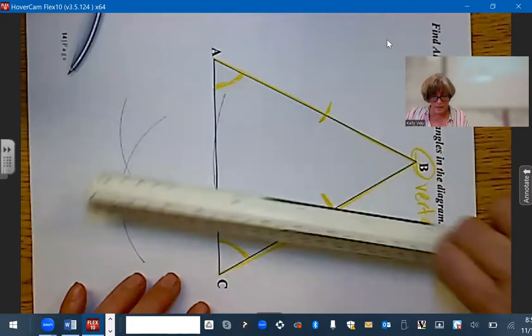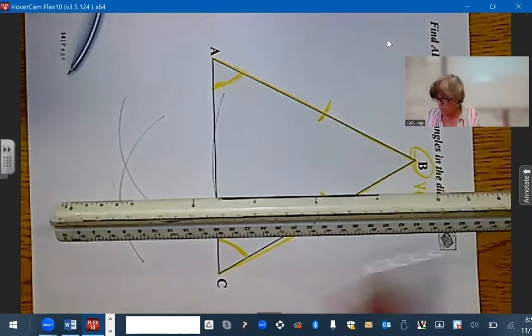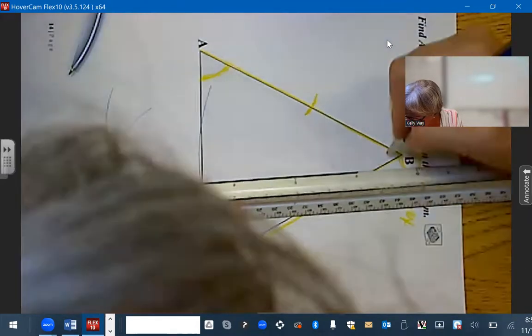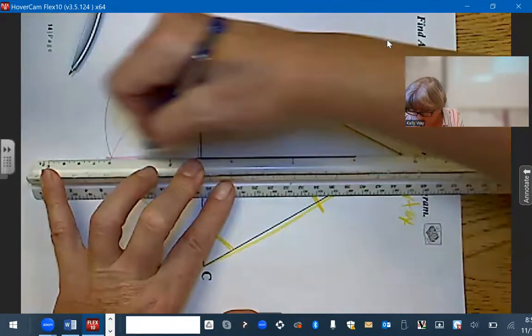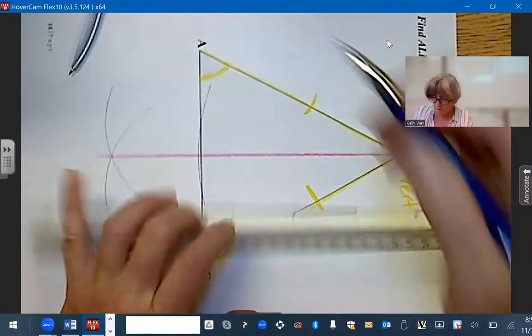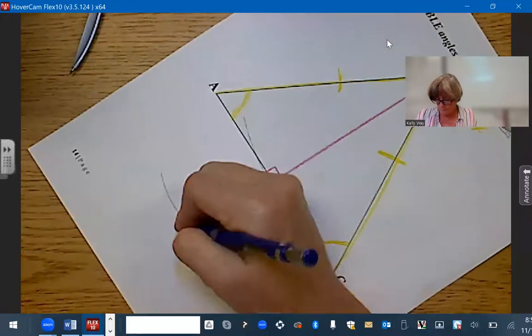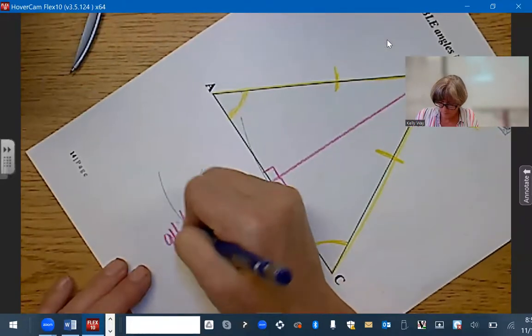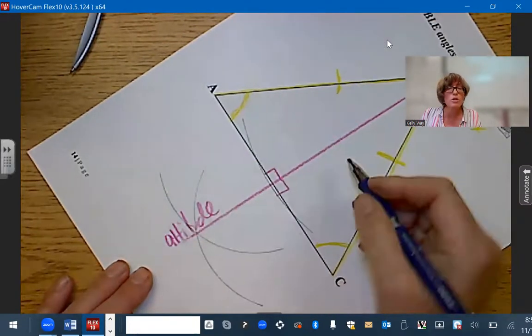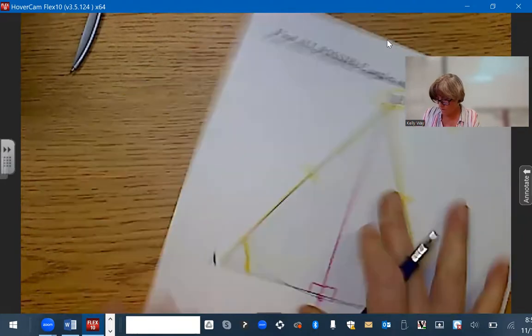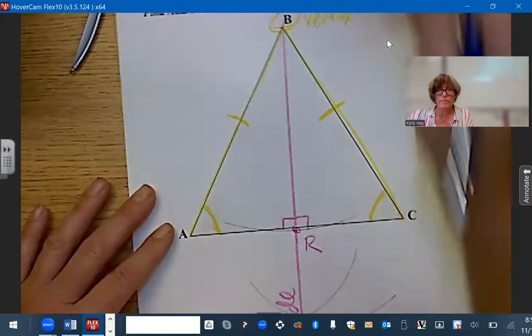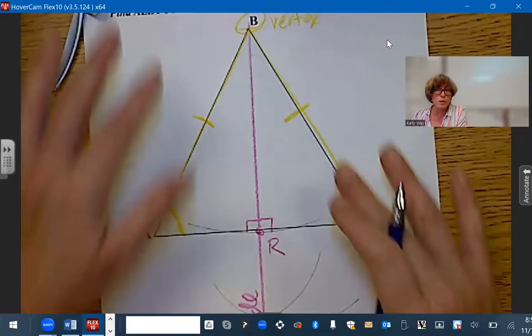This has created a right angle segment from a vertex to the opposite side, that point of intersection. There is an altitude, right angle both sides. And we're to label this point R. And so that's one of three.